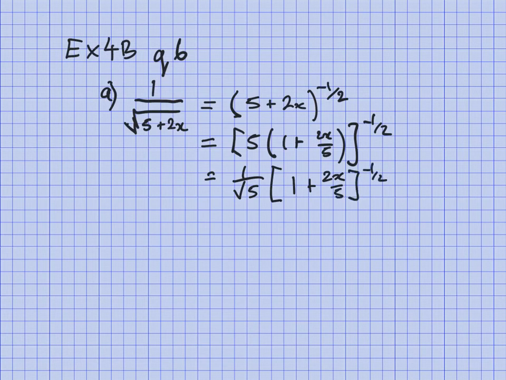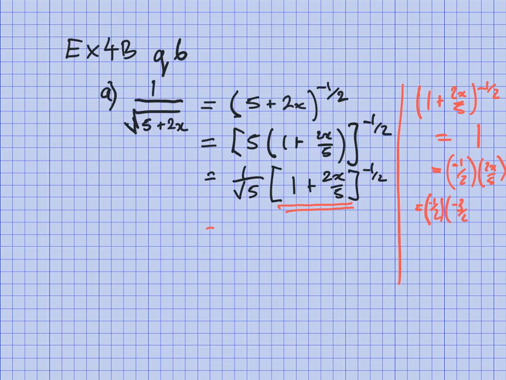Just to consider this part of the equation, I'm going to do a little aside to work that out. 1 plus 2x over 5 to the minus a half equals, well, the first term is going to be 1. The second term will be minus a half, that's n, times 2x over 5. And then the third term will be minus a half, n, times n minus 1, all over 2 factorial times 2x over 5 squared.